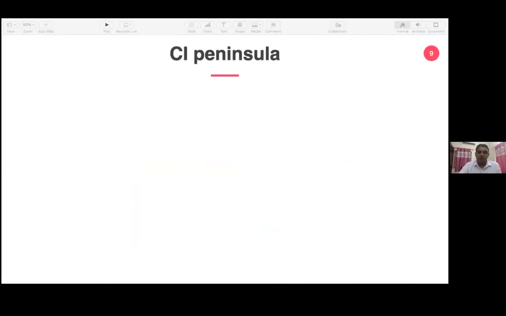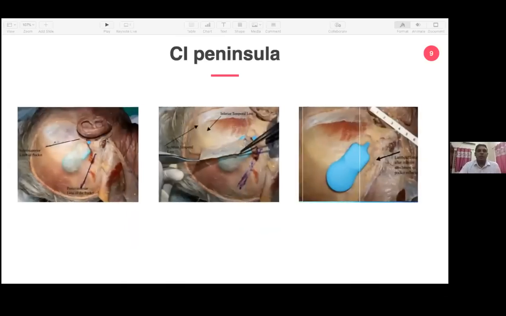Now, if one has to go for a pocket or if one has to go for a bed making, where to make it? So you can't make it here, you can't make it here, you can't make it here. There is a space where one has to go for a receiver stimulator bed. So that region is called the cochlear implant peninsula. Peninsula is nothing but an area which is almost triangular.